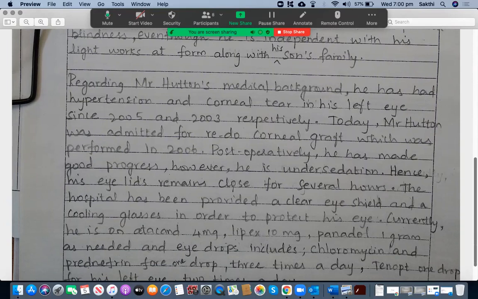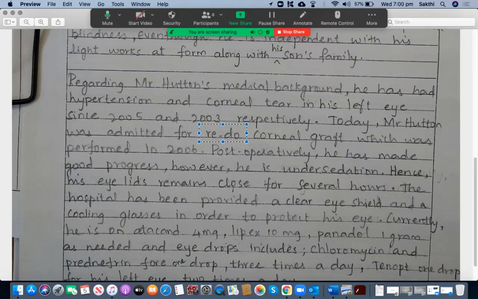Regarding Mr. Hutton's medical background, he has had hypertension and a corneal tear in his left eye since 2005 and 2003 respectively. That's good. I'm happy with this. Today, Mr. Hutton was admitted for redo corneal graft.